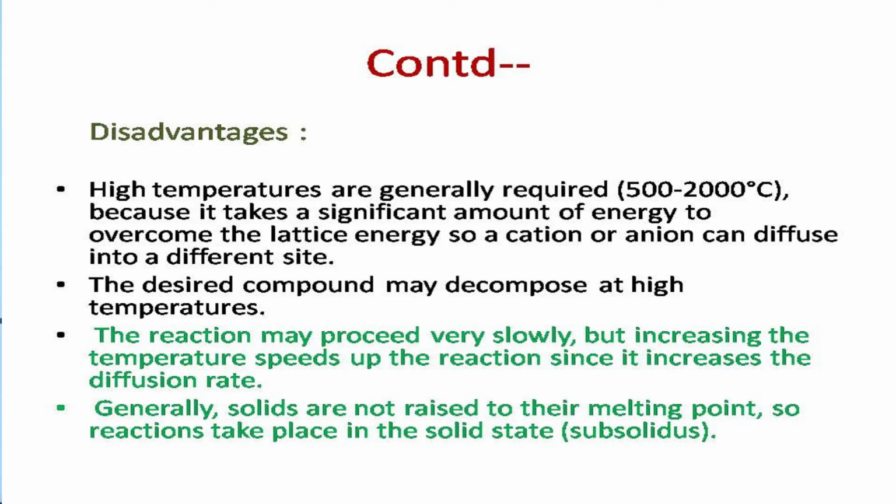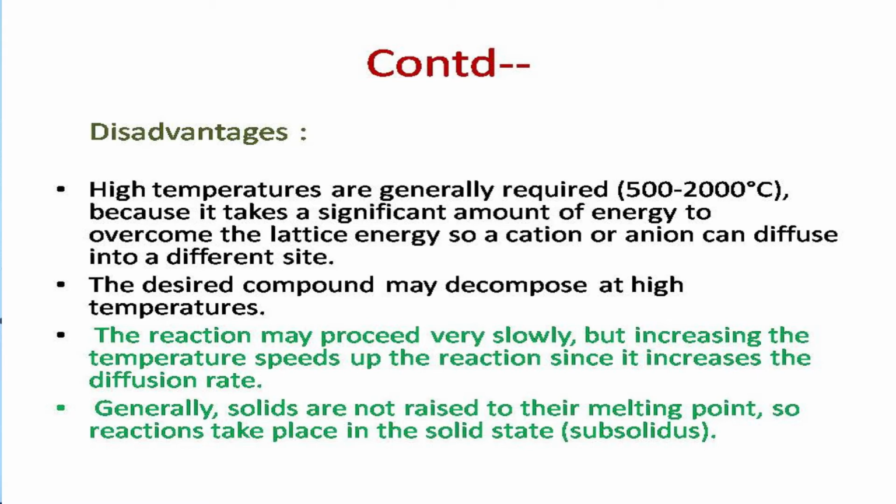Why does it take so much temperature? Because you require energy to overcome the lattice energy, so that cations or anions can diffuse into the different sites. This much energy or heat is required to provide the energy for anions and cations to overcome their lattice energy and diffuse into the different sites.